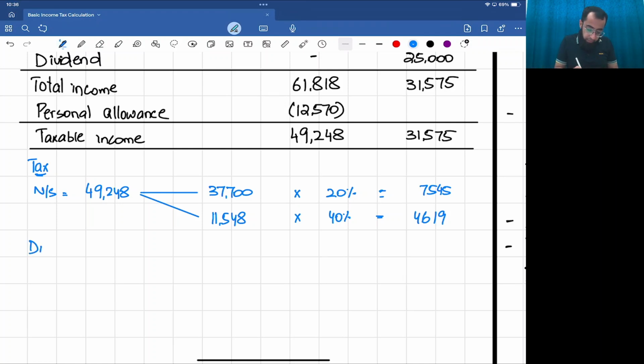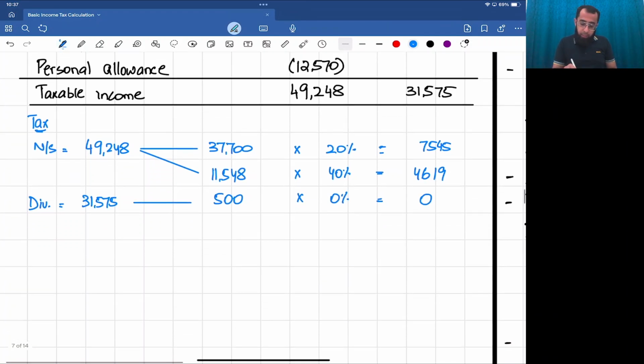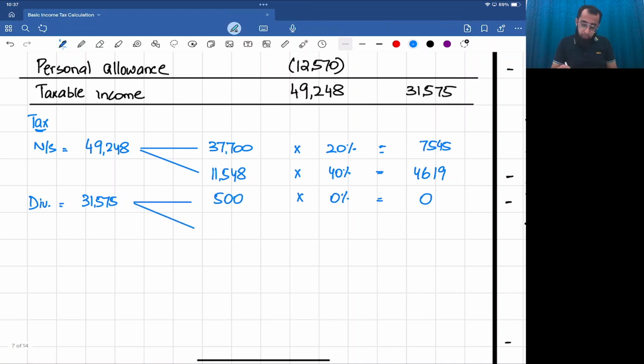Then comes the dividend, 31575. 500 will be taxed at 0%. Here you go, that gives you 0. And then the remaining dividend income, 31075. Since the basic rate band has already ended, it was used by the non-saving income.